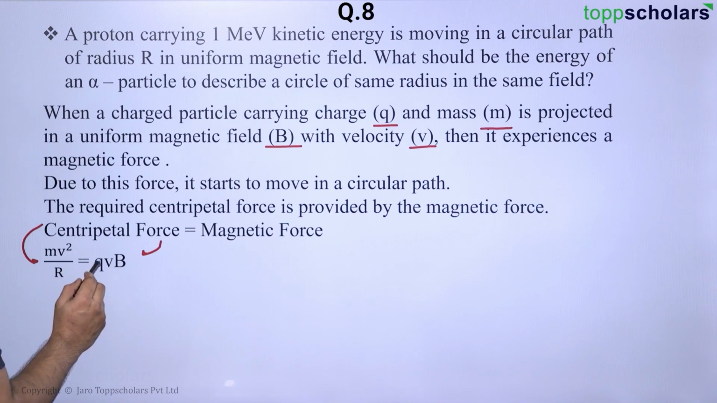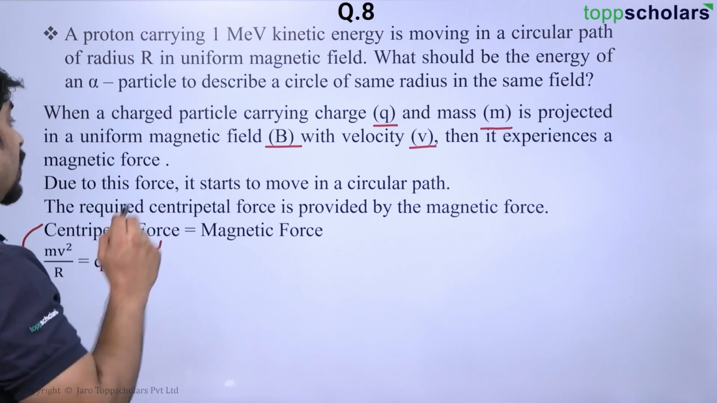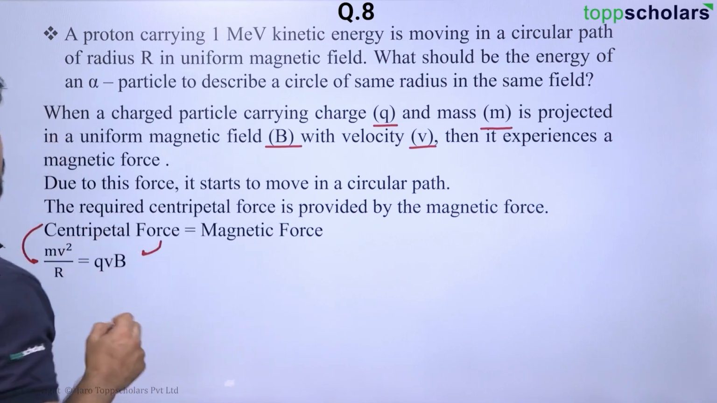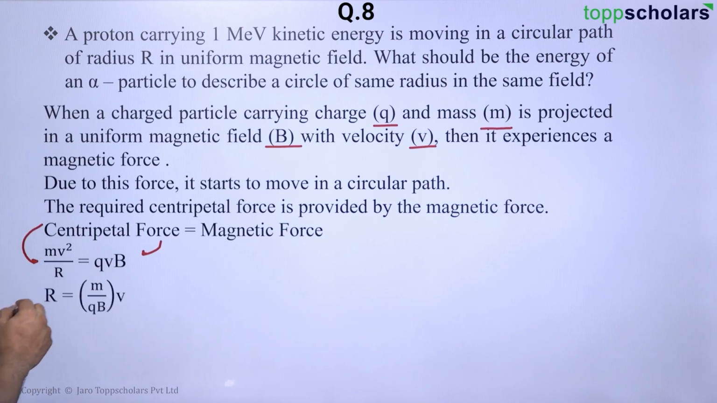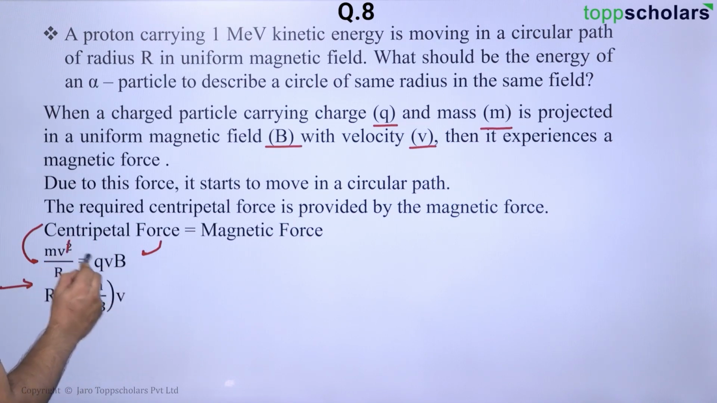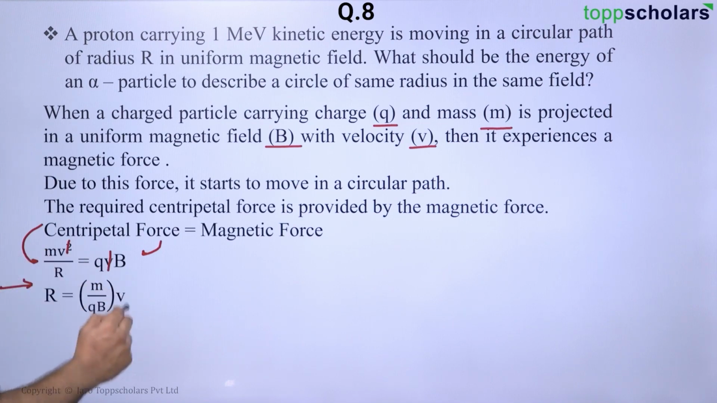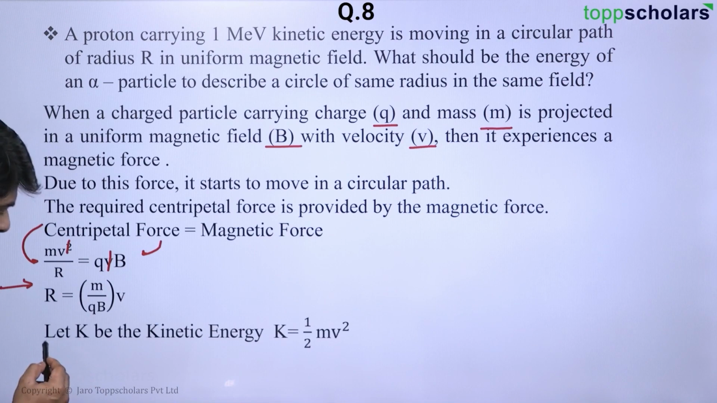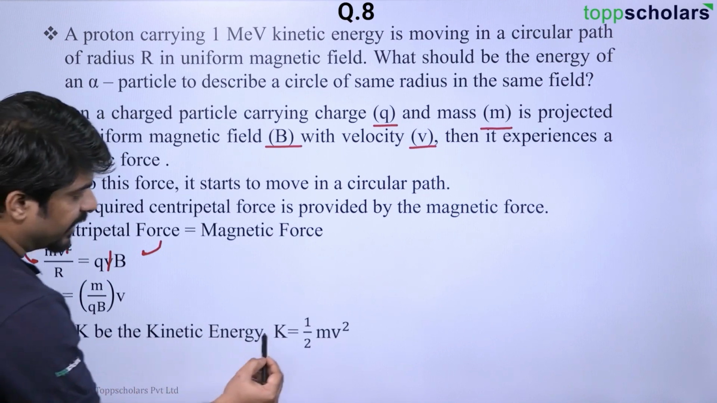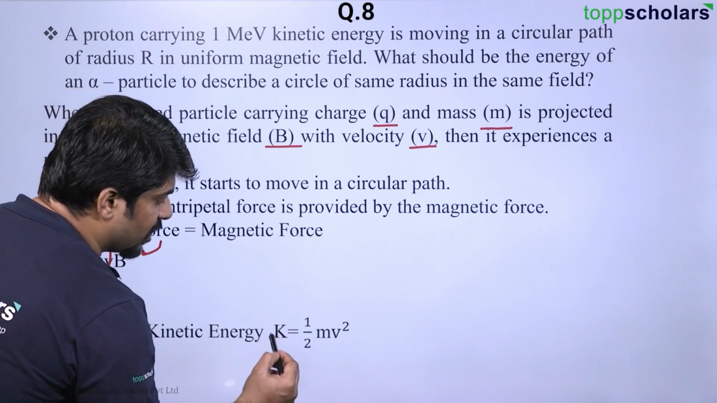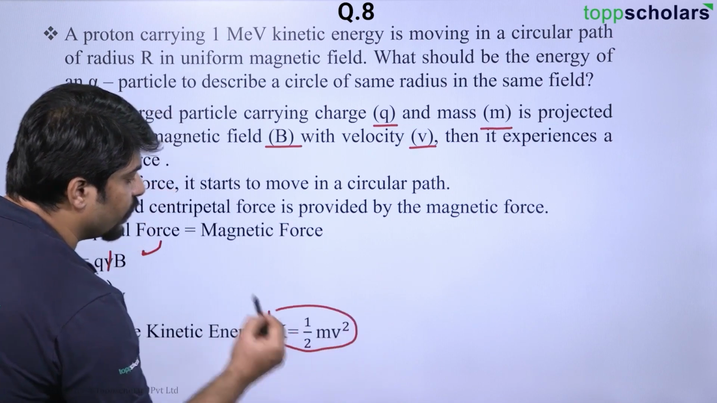Q is the charge, V is the velocity, and B is the magnetic field. Then from here we can say R is equal to mV upon QB, isn't it? We have just arranged this equation. We can see the V cancels, and after arranging we get R equal to this equation.